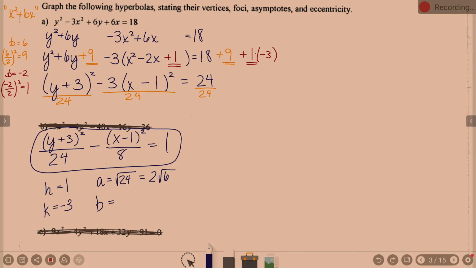Okay, B. Starts off as square root of 8. 2 square root of 4. 2 square root of 2. 2 square root of 2.